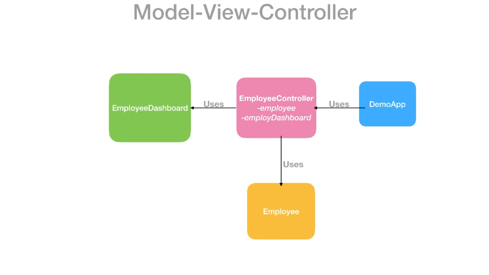So you can see here the relationship is that our client will use the employee controller, which uses the employee, as you can see, we have that instance, and also uses the employee dashboard. That is the correlation that exists between all these three main components, which are model, view, controller.